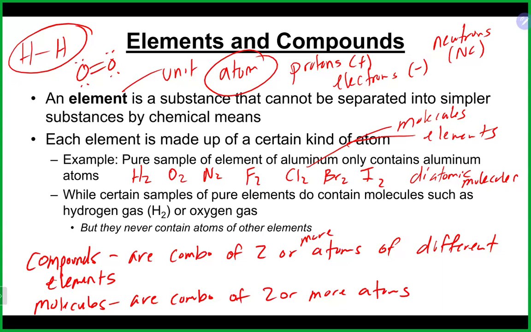Now, are hydrogen, oxygen, fluorine, chlorine, bromine compounds, these guys? They are not compounds because they only consist of one element. So that's an important distinction.